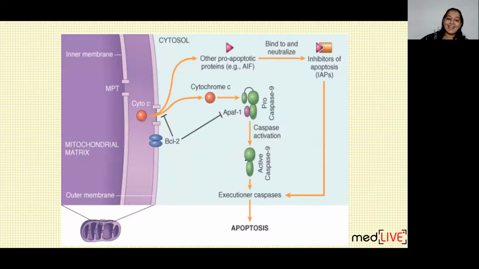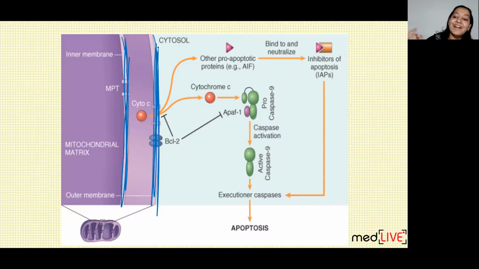You can see this is the inner membrane of the mitochondria, and this is the outer membrane of the mitochondria. Between the two membranes lies cytochrome C, but the door is closed. It can't come outside. The door is closed with the help of Bcl-2 and Bcl-X.